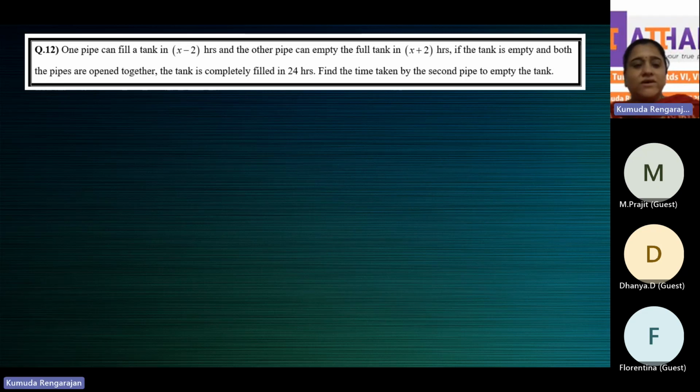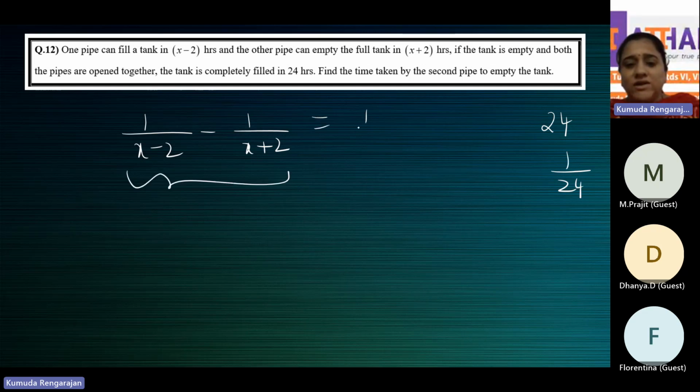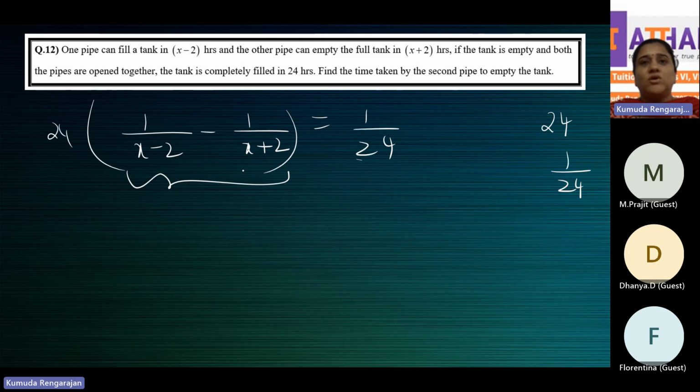The other way is, this is their combined 1 hour's work, and their combined work is finished in 24 hours. So their combined 1 hour's work will be 1 by 24. So this is equal to their 1 hour's work. Like this also you can write the equation. When you cross multiply, the 24 will come here, is equal to 1. So it's the same.